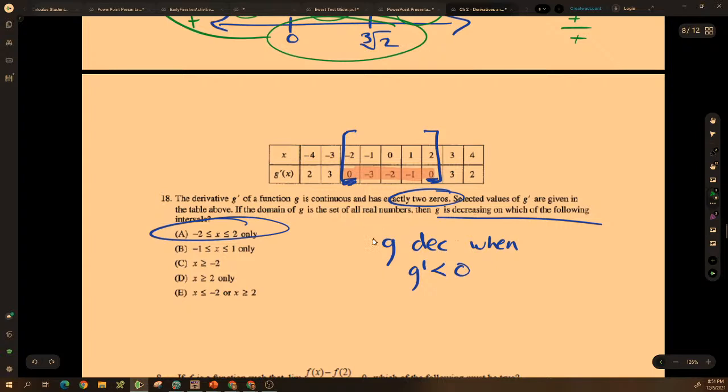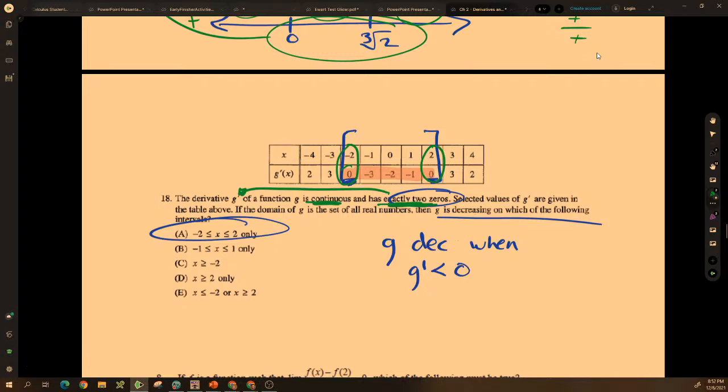This next one, the key to this question is that the derivative g prime of a function is continuous and has exactly 2 zeros. That exactly 2 zeros is a key. Now, what is that talking about? Is that talking about g or g prime? It's talking about g prime. They're saying the derivative g prime is continuous and g prime has 2 zeros. Now, they give us those 2 zeros: there's a 0 at negative 2 and at positive 2.